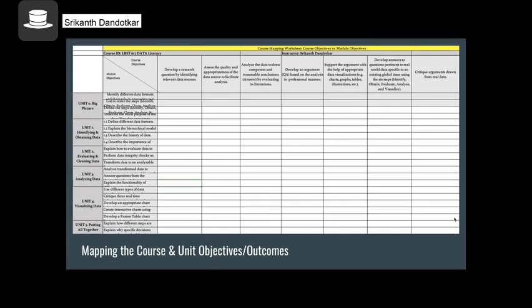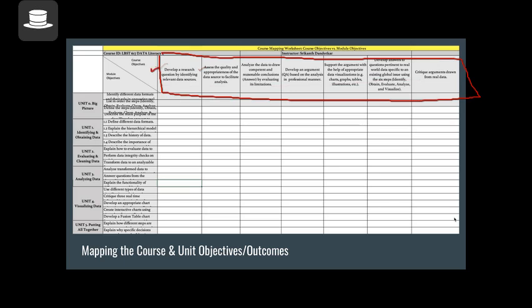So in the last slide, we looked at the course objectives, and these course objectives are listed here, right? Develop a research question by identifying, if you remember, all these are listed here. Now, there is this mapping of the course and unit objectives. What it means is that these are the bigger course objectives that I intend you to learn by the end of this course. And these course objectives are further divided into module objectives or unit objectives.